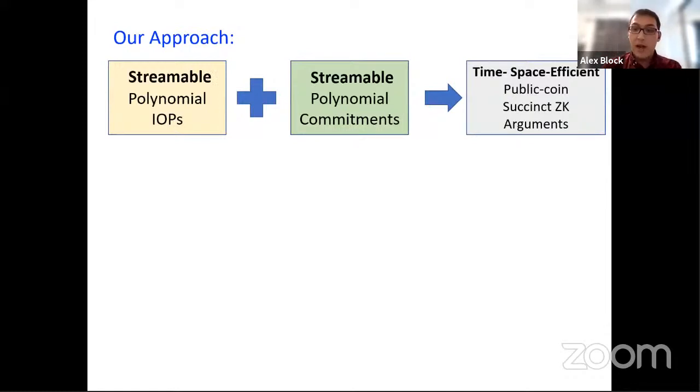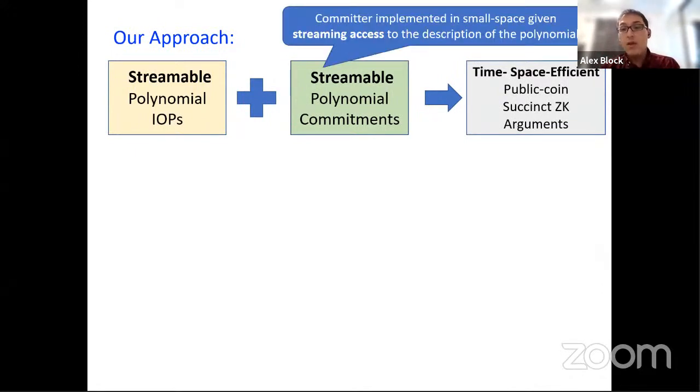A streamable polynomial IOP allows a prover to stream the description of its polynomials in small space, and a streamable polynomial commitment requires a committer to run in small space when given streaming access to the guts of the polynomial, so again, the description. And in this work, we construct such a polynomial commitment scheme.